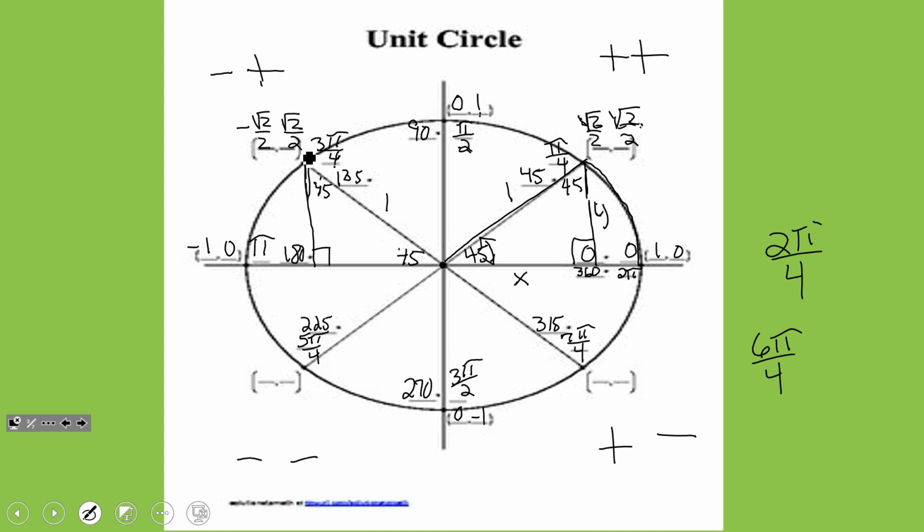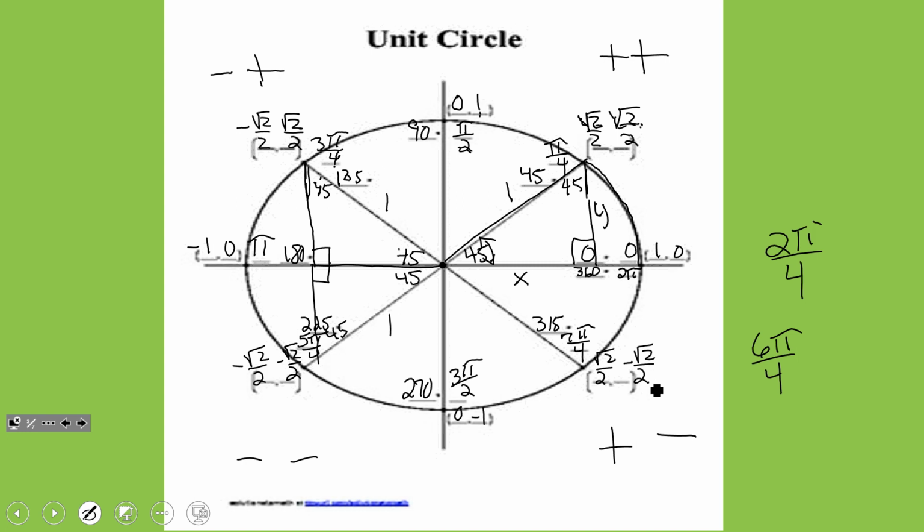If I go down and look at this angle, this is still 45 degrees from the x-axis. This would still be a right angle, and still a hypotenuse of 1, which means the legs are still going to be square root of 2 over 2 and square root of 2 over 2, except what? They're both going to be negative. Square root of 2 over 2 and negative square root of 2 over 2. So what do you think the last one's going to be? Square root of 2 over 2 and negative square root of 2 over 2.